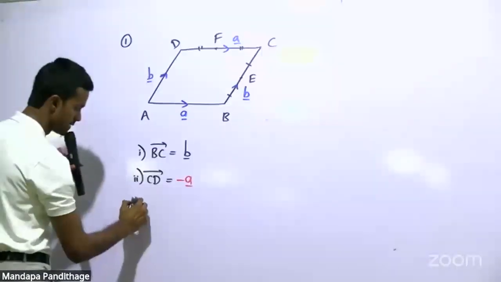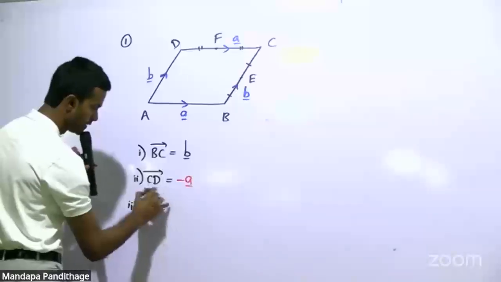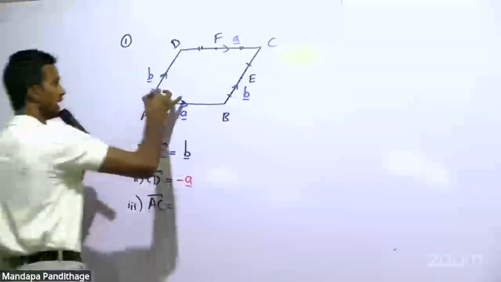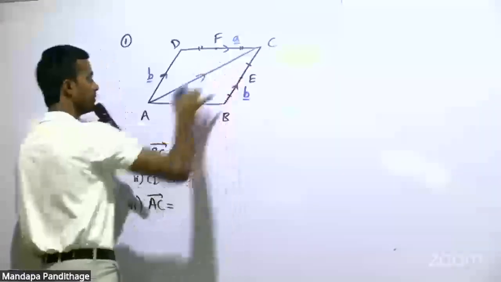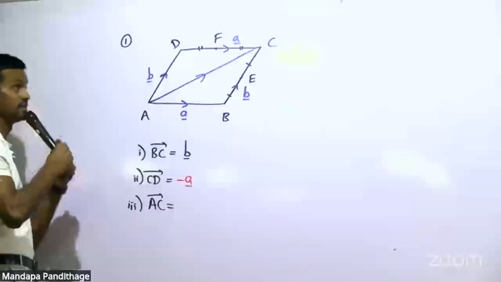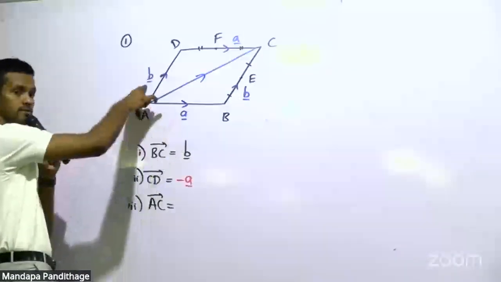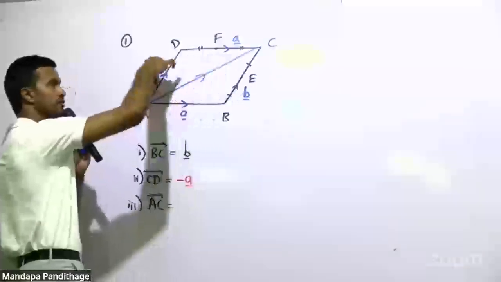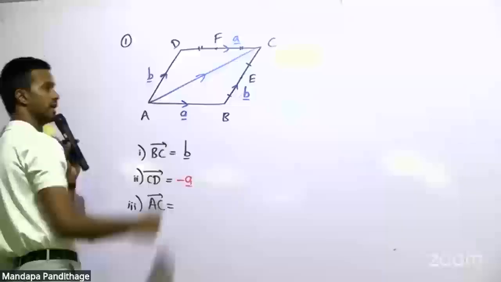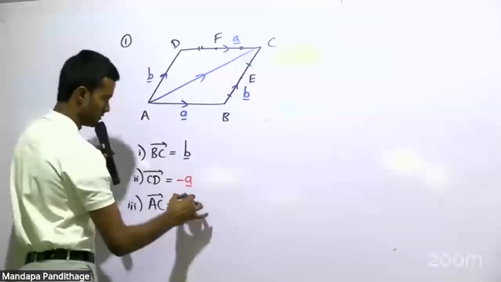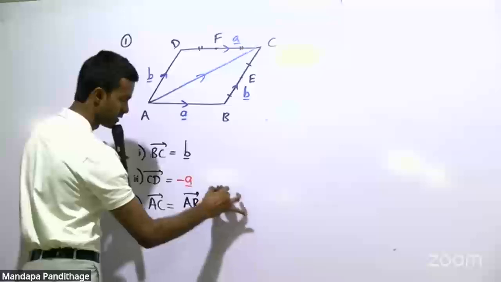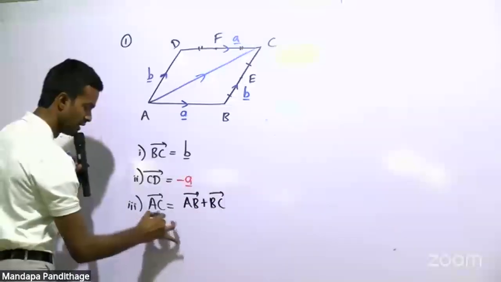What is AC? Either using vector triangle law or using vector parallelogram law, you can say that AC is equal to A plus B. Vector triangle, this gives you A plus B. Vector parallelogram, these two are AB, so AC gives you AB plus BC, not necessary, but if you want, you can write it.